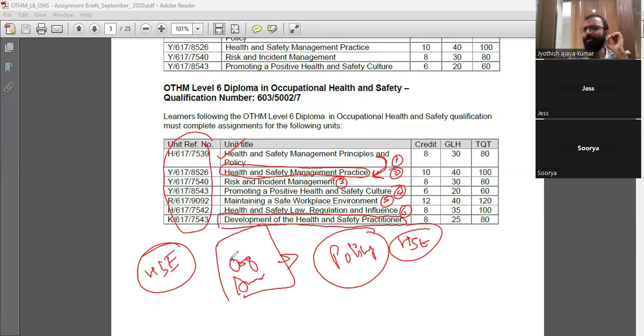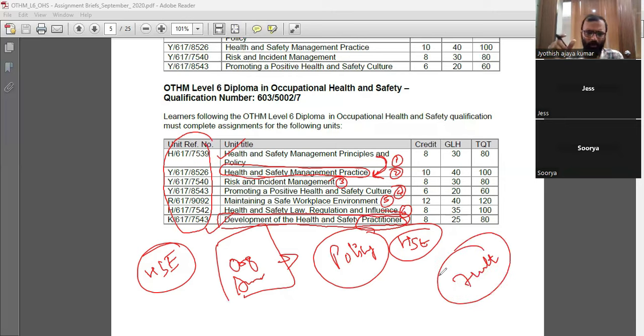Okay, so these are the 7 units. Very simple thing. For whatever organization you are taking, the first thing that comes is the policy of the organization, then practice, then the risk in that organization. How would you manage that risk? Then people come together, culture would be there, environment would be there. Then external factors influencing the organization, which are laws and regulations. Then you are personally developing as a health and safety practitioner: what is your career prospect and how you will be developing. So these are the 7 units, very simple units.